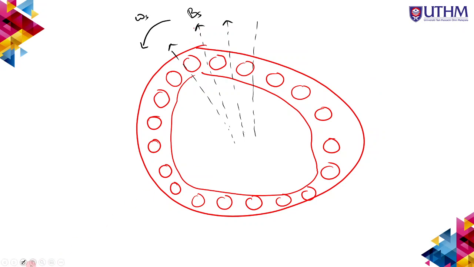Okay, so change the color. So we just take one slot. This is the slot, winding over here, and then there is a magnetic field. Just take it like this, magnetic field, and moving in this direction.